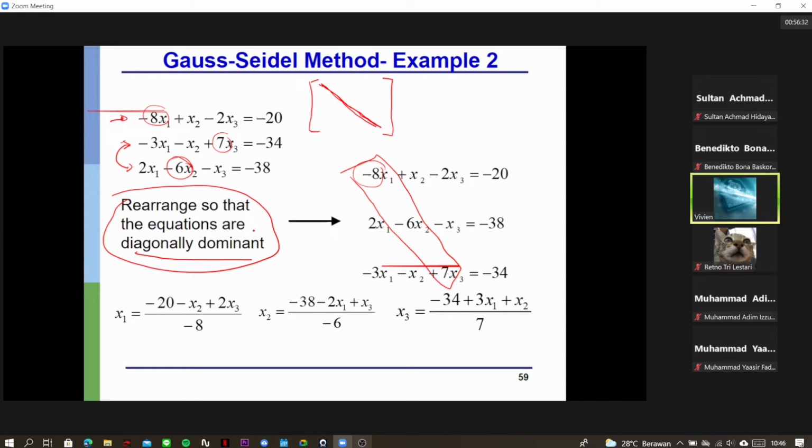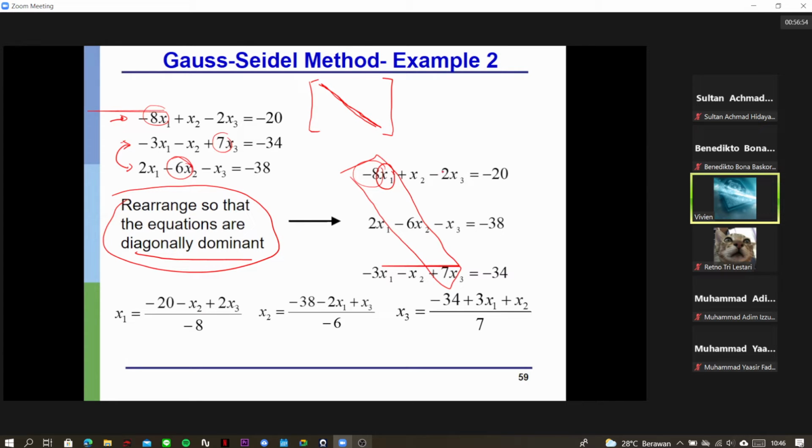Okay, so we rearrange these equations, or usually in Gaussian elimination, we call that partial pivoting. So we do partial pivoting, and this applies as well in the iterative method. We want it to be diagonally dominant. Once we have that, now we can calculate x1.